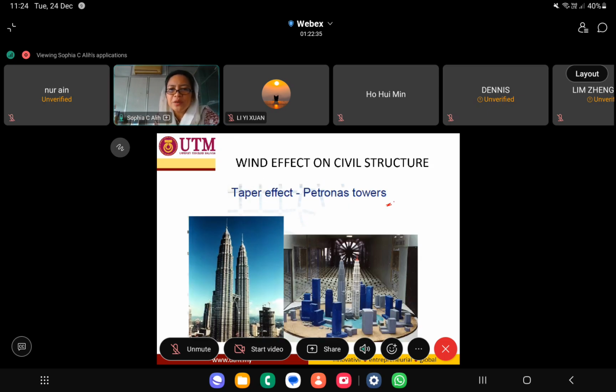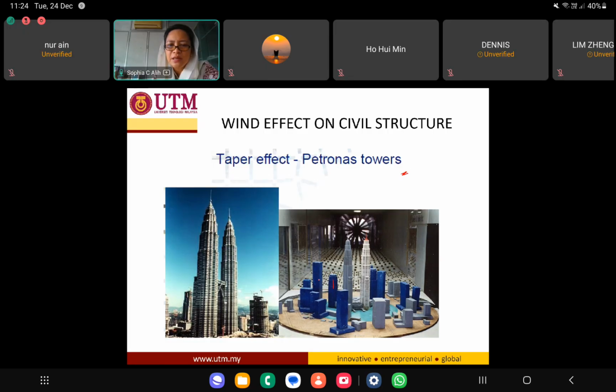So Petronas Towers also, when we design it, we use the tapering effect. So what is the tapering effect? Is that we actually utilize buildings around the tower in order to reduce the wind effect on the twin tower itself.